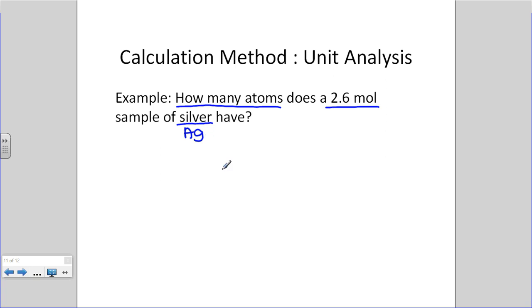When we solve, there are variables that we use for each of these things, atoms and moles. So let's go through those first. How many atoms? We use a capital N here. This is going to tell us the particles.